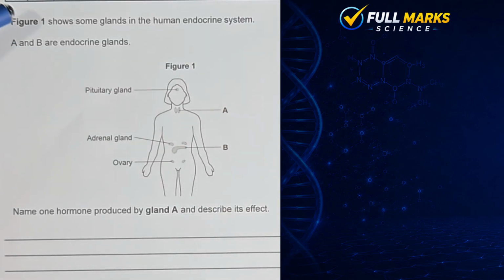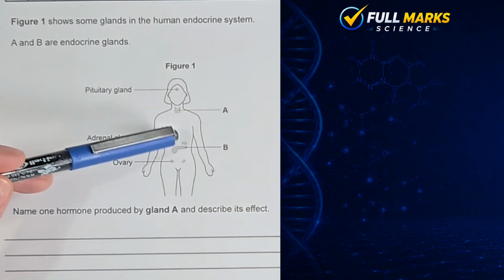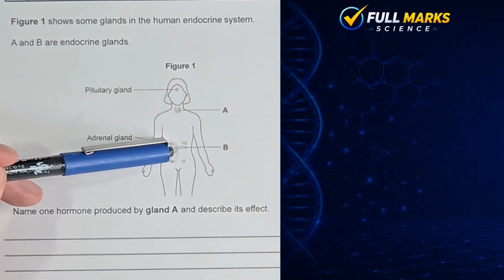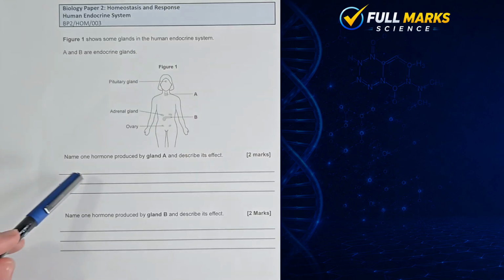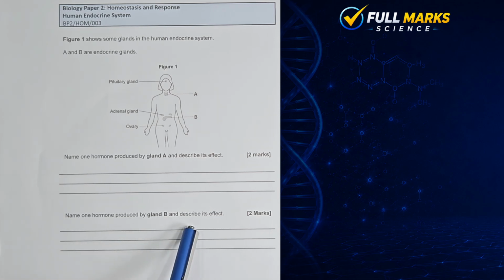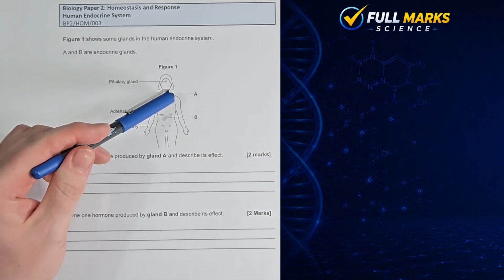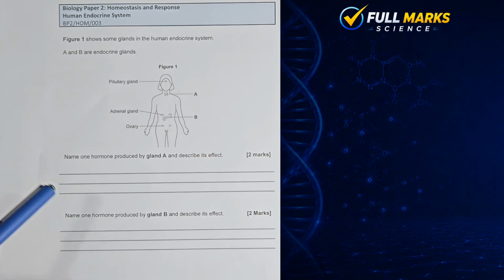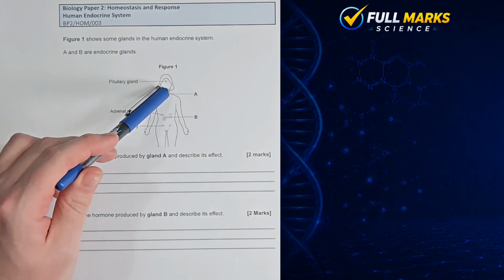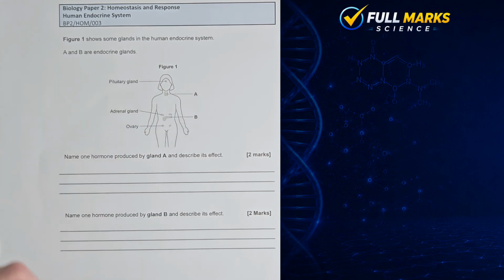So figure 1 shows some glands in the human endocrine system. A and B are endocrine glands. So we've got gland A, we've got gland B. Name one hormone that is produced by gland A and describe its effect. Name one hormone produced by gland B and describe its effect. So we've got our 2 glands. We need to say what hormone comes out of the gland and then also say what that hormone does.